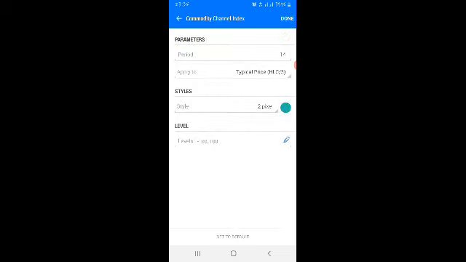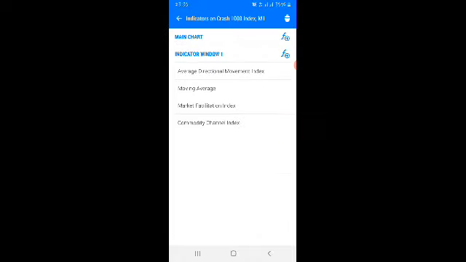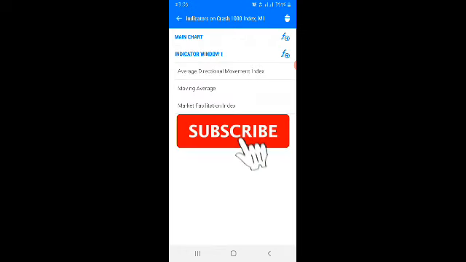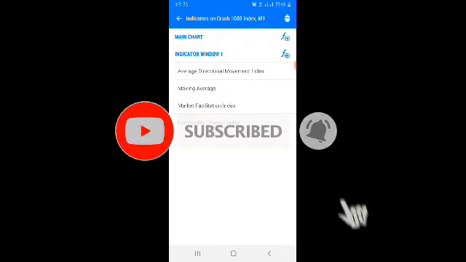So the Commodity Channel Index, period 4, apply to typical price. The style is 2 pixel and the levels are positive and negative 100, that's minus 100 and 100. So that's it, guys. You click done. So that is the settings, guys. I believe every one of us can set it. So this is how we trade and make money.